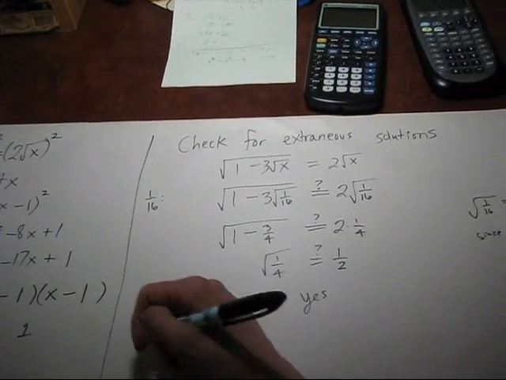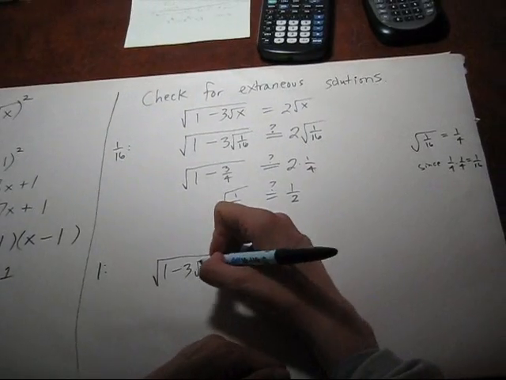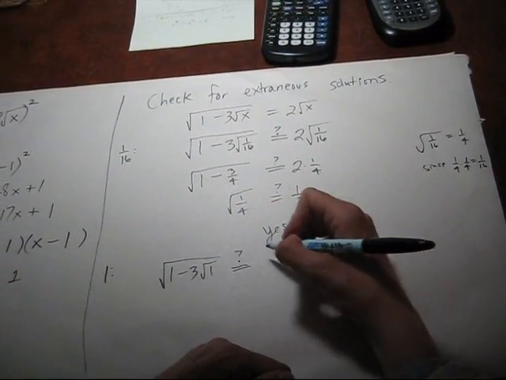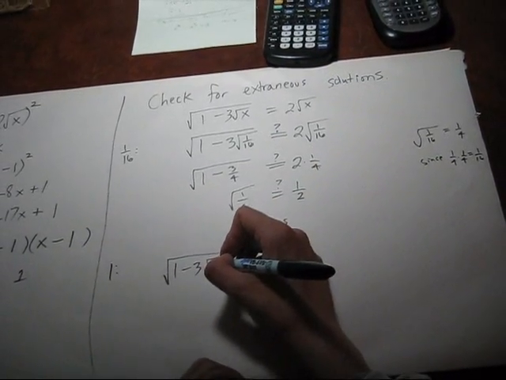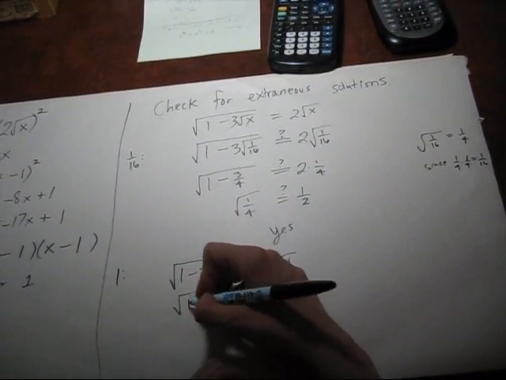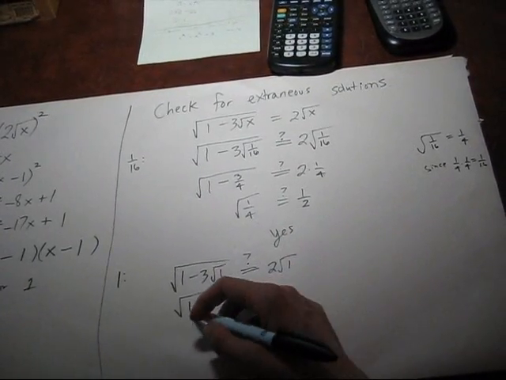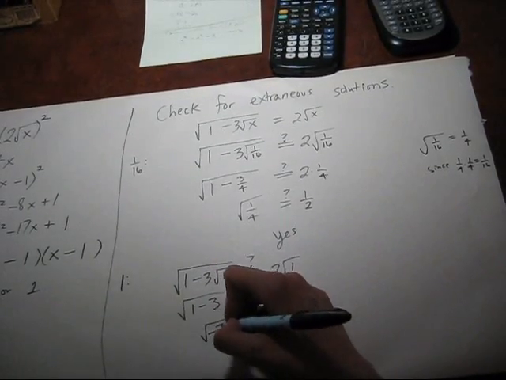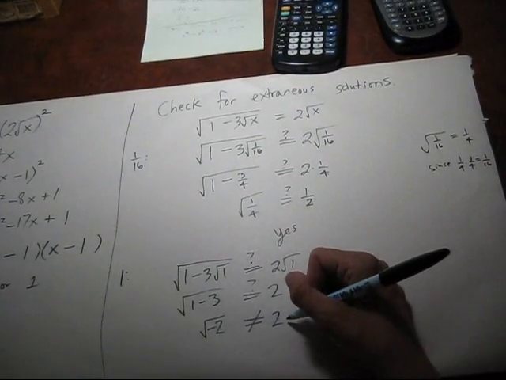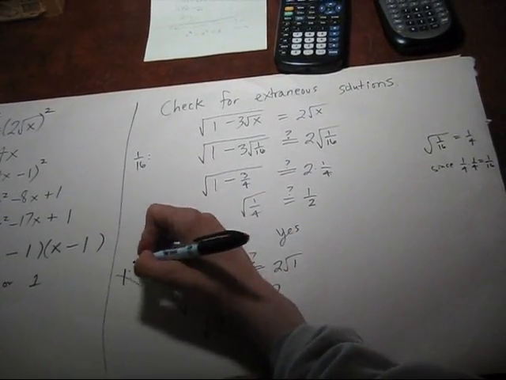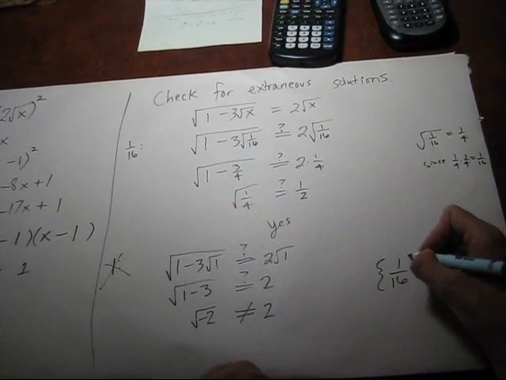Okay, so 1/16 works. Now let's check 1. So we have the square root of 1 minus 3 times the square root of 1. Does that equal 2 times the square root of 1? Well, the square root of 1 is 1, so we're going to have the square root of 1 minus 3. Does that equal 2? Well, 1 minus 3 is negative 2. This is not equal to 2. The square root of negative 2 is not 2. So we've got to throw out 1. And the answer is the set 1/16.